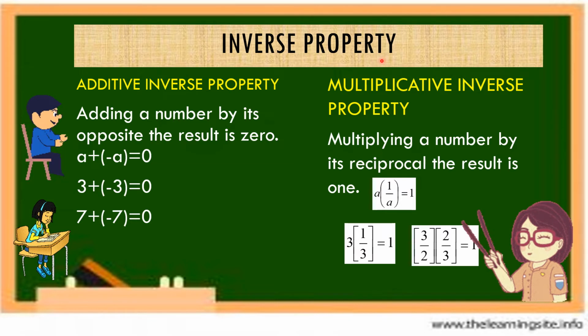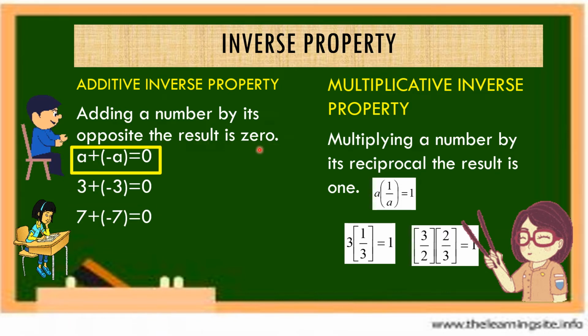Inverse property. May dalawa tayong inverse. Meron tayong additive inverse property at meron din tayong multiplicative inverse property. Sa additive inverse property, adding a number by its opposite, the result is 0.